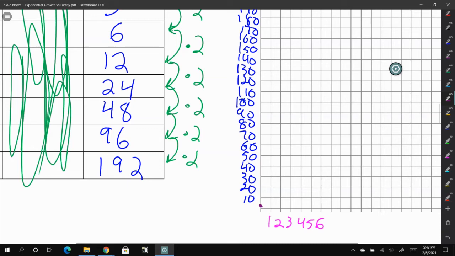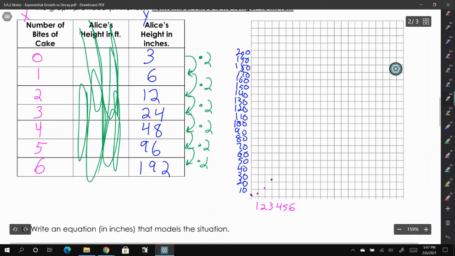Then we have 1, 6, so it gets a little bit larger. 2, 12, okay, so it's above 10 now. 3, 24, okay, so between 20 and 30. 4, 48, so pretty close to 50. 5, 96, so really close to 100. And then 6, 192. So you see how fast this grew. So that's what your graph would look like.